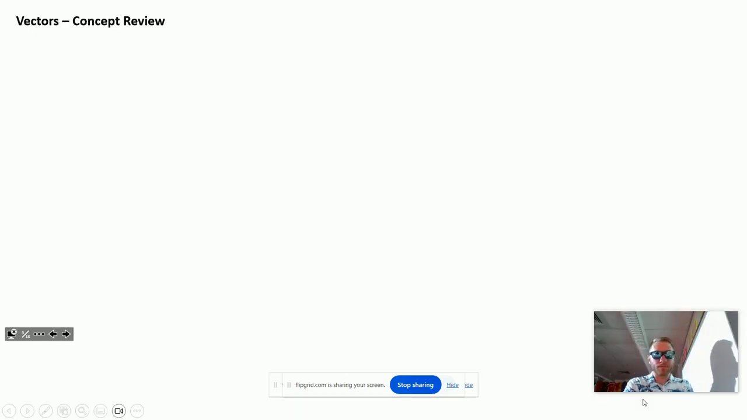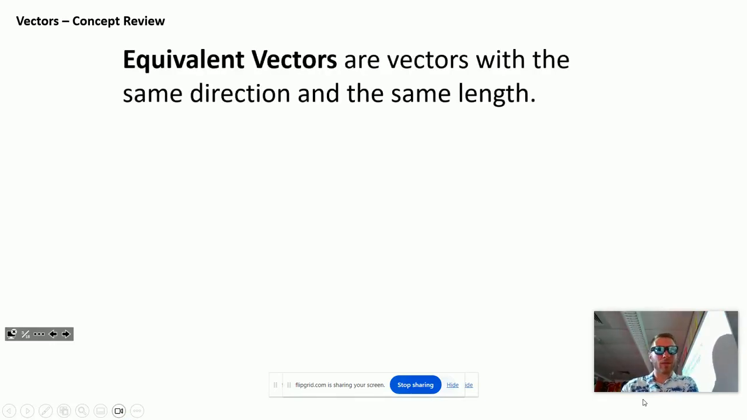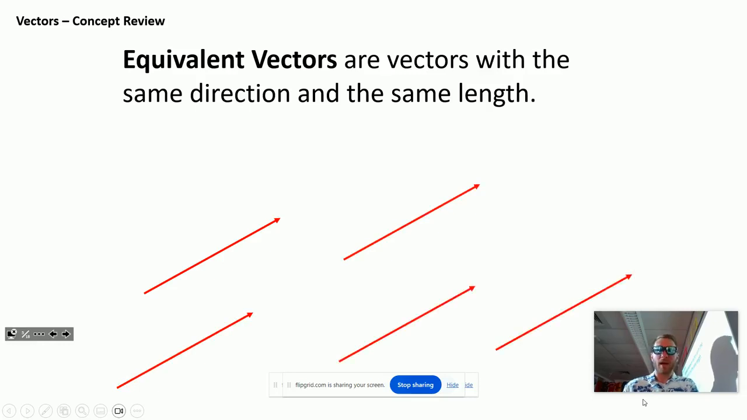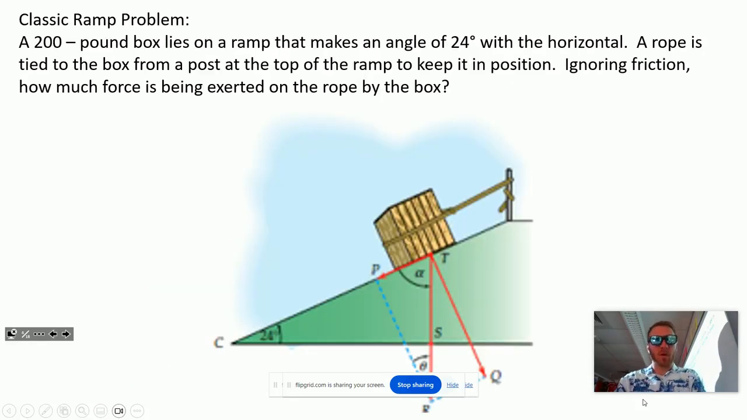So here's a situation. First thing to review is what is called an equivalent vector. Equivalent vectors are vectors that have the same direction and the same length. So here I have 1, 2, 3, 4, 5 equivalent vectors. While they're in different places, they're going the same distance, as in the magnitude of them is the same, and they're pointing in the same direction. This is an important concept for when we get to our classic ramp problems.